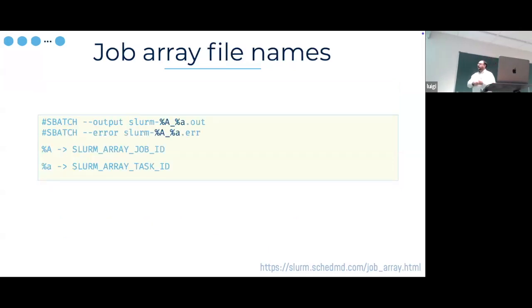When you specify an array, make sure to also mention the array in the name of the output file, because if you just use the %j, you can end up in a situation where all the jobs in the array write to the same file, and the last one wins and overwrites everything. So make sure to either use the job ID or the pair, which is often the most useful, the Slurm array job ID and the Slurm array task ID.